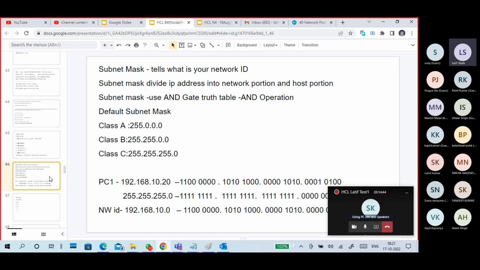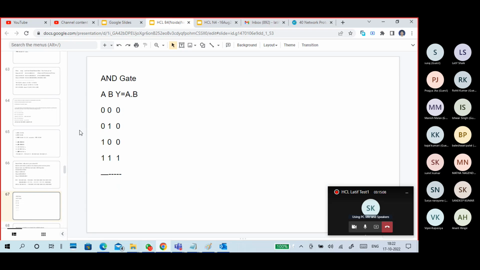Guys, I showed a subnet mask. What is a subnet mask? A subnet mask tells you what your network ID is. It divides your IP address into network portion and host portion. The subnet mask uses the AND gate truth table and does AND operations on your IP address. So this is the AND gate truth table. When both inputs are high, the output is high. When any input is low, the output is low.